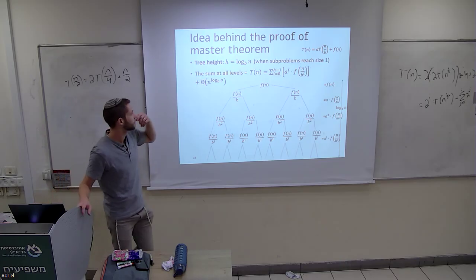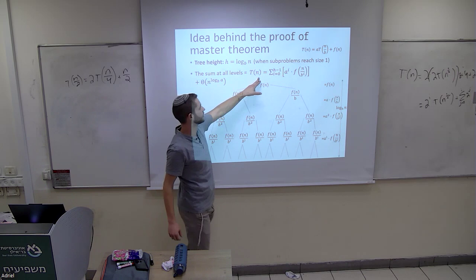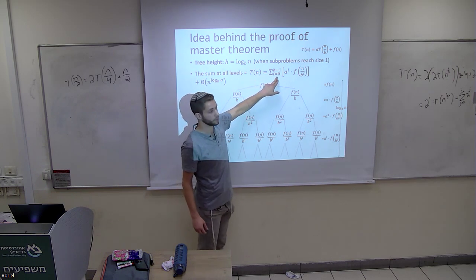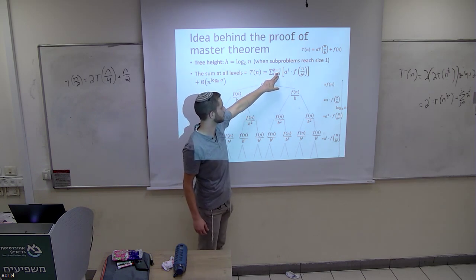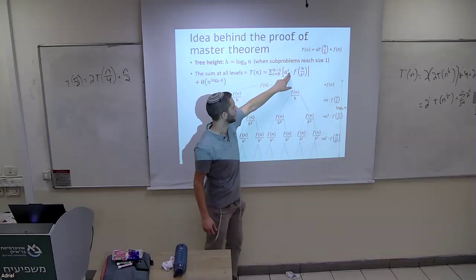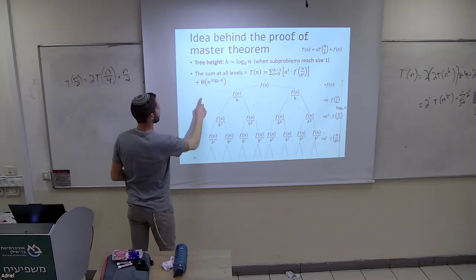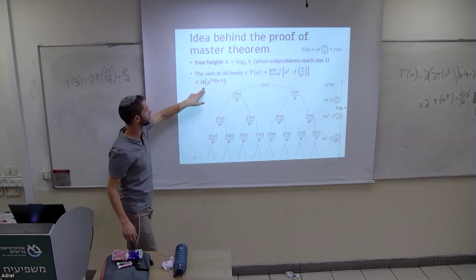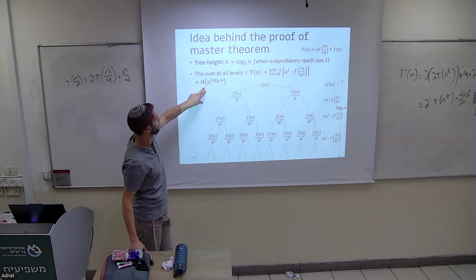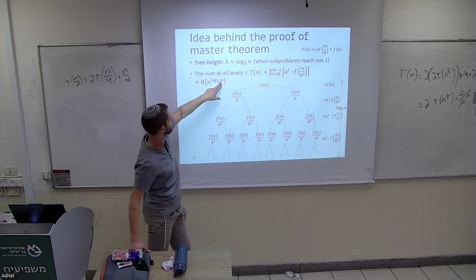Well, T of n equals the sum from i equals 0 until h minus 1 of a to the i times f of n divided by b to the i, plus at each level we do theta of this amount. Why? It's n to the power of log b of a.